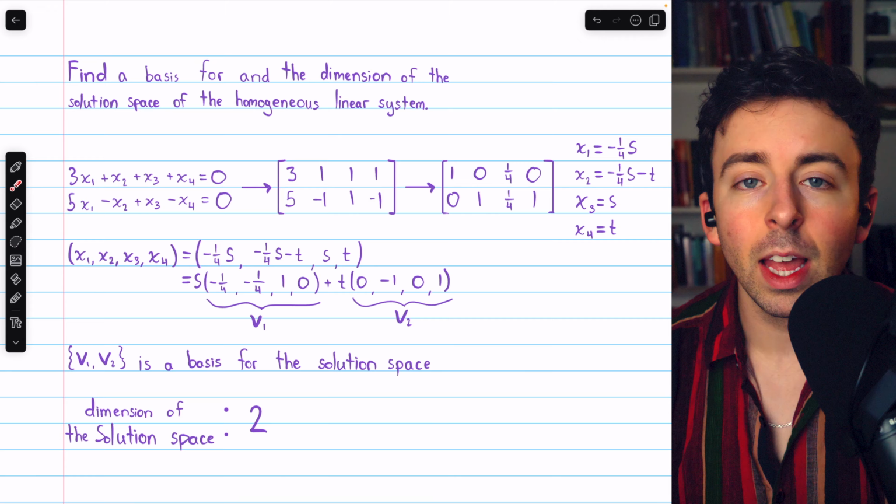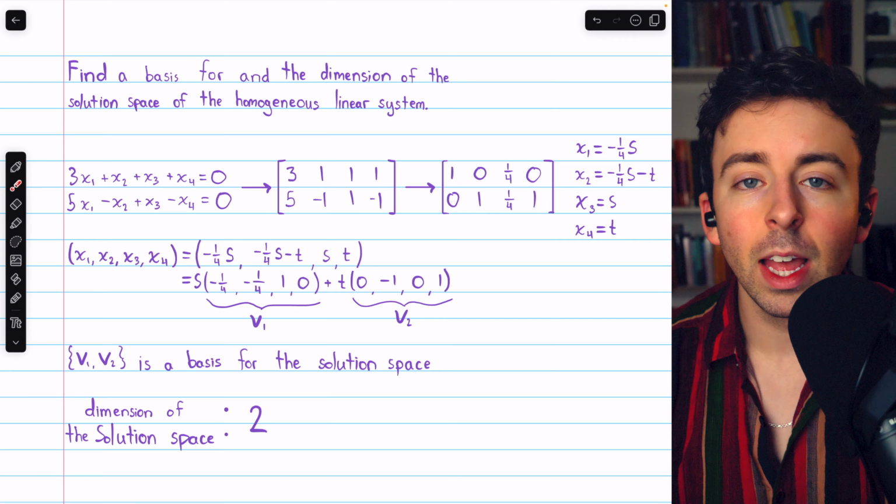So here's our matrix. Let's perform Gauss-Jordan elimination to get into reduced row echelon form. You can verify that the reduced row echelon form of this matrix is this one here. You can see that we have leading entries in columns 1 and 2. So x1 and x2 are our leading variables and will not be free. However, columns 3 and 4 do not have leading entries, and so x3 and x4 will be free variables.